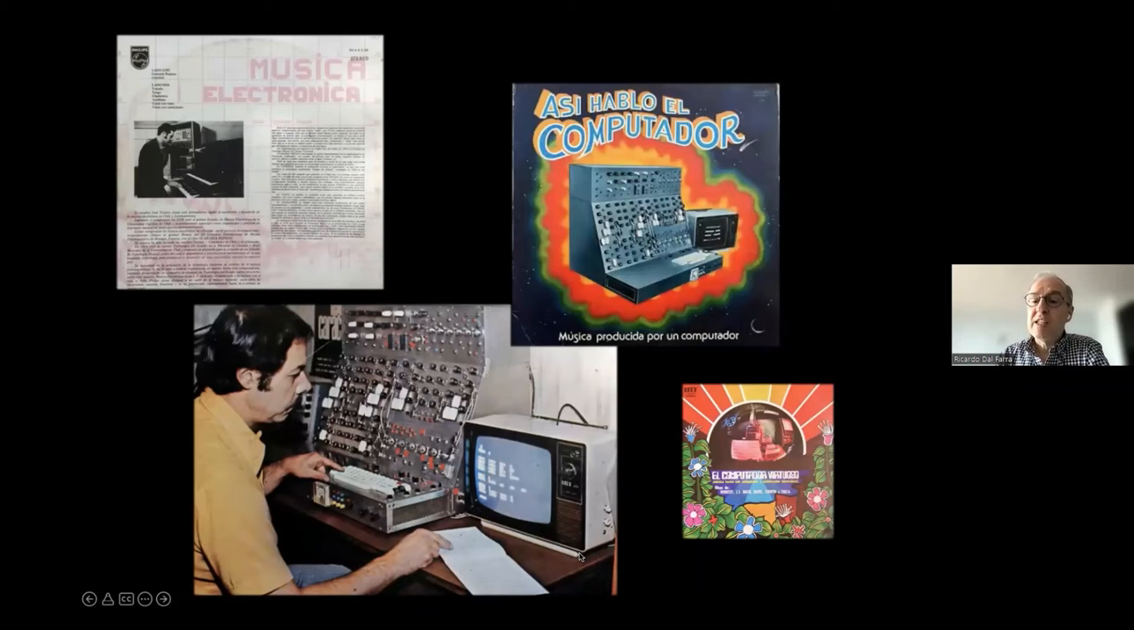It says, "Así habló el computador." That's the way that the computer talked. So he was producing his own devices. He was an engineer. He was producing his own devices with an analog-digital music, computer music system.